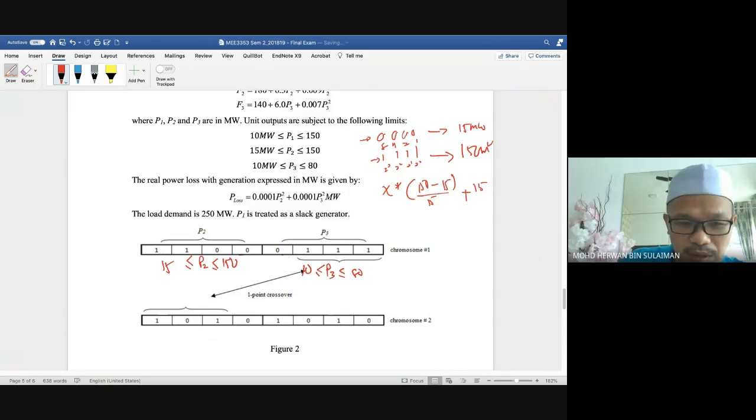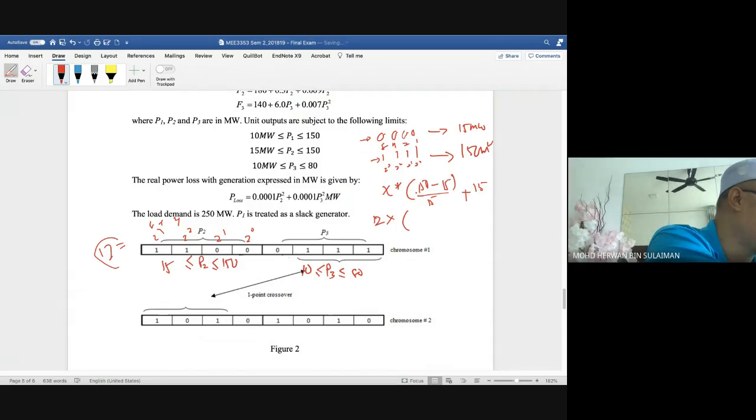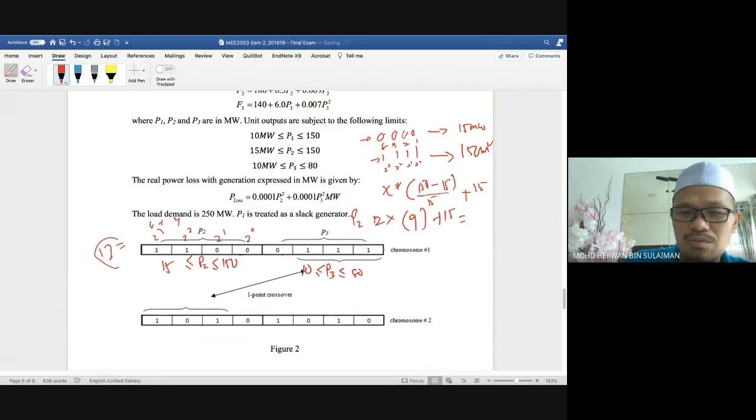Okay, remember: 150 minus 15, divided by 15, plus 15. X is your representation. Now this one is 2 to the power of 0, 2 to the power of 1, 2 to the power of 2, 2 to the power of 3. 1100 meaning this one is 8 plus 4 is 12, right? Betul tak? So when you do the calculation, it is 12 times (150 minus 15) divided by 15, so times 9, plus 15. So this one is your P2. You get 123 megawatts.